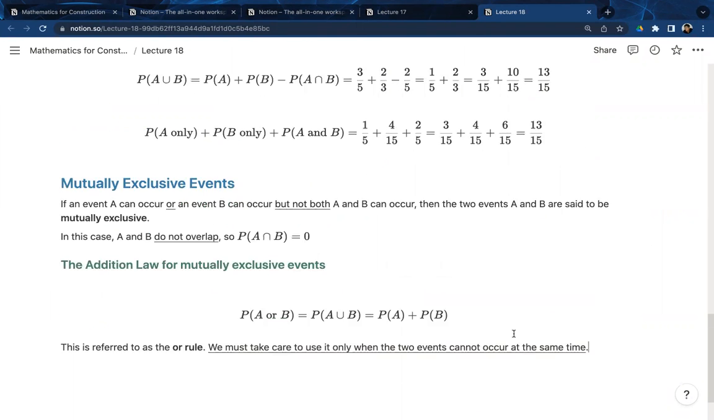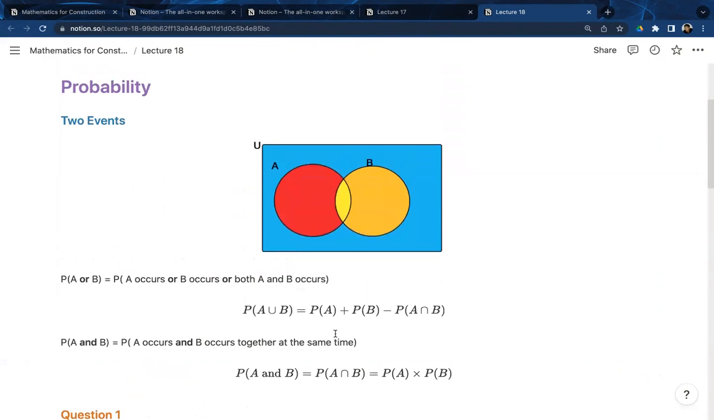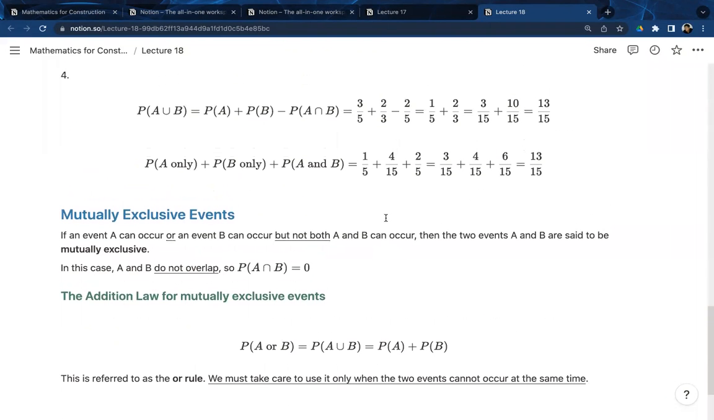If events can occur at the same time, A or B, which is like this here, you have to subtract the intersection because there's a non-zero intersection. Event A and event B can occur at the same time. So this is how the diagram would look. But if they cannot occur at the same time, it gets easier, just add the probabilities, right? So we'll try a question just now to see how this works.